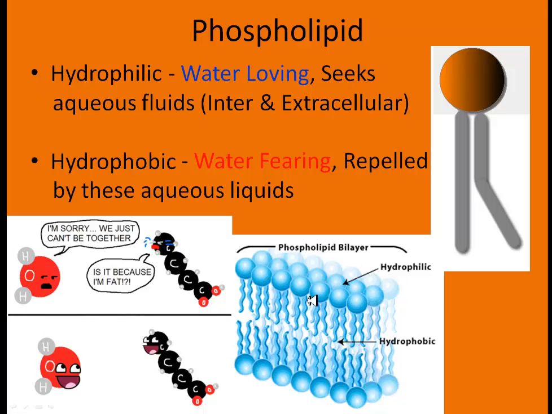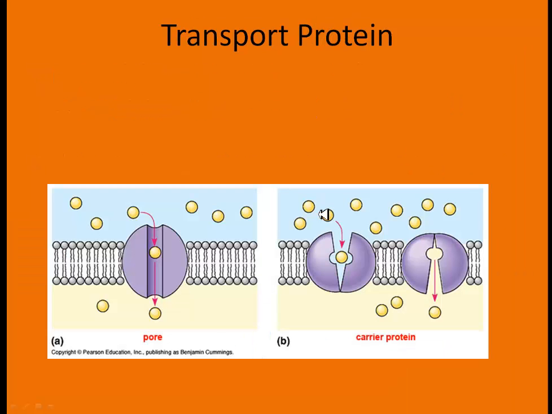It's repelled by water, and that's why these tails tend to stay toward the center, and the loving side on the outside and the hating side, or the afraid side, on the inside. And there's a little cartoon talking about water and fat. Can't be seen together. Why? Because I'm fat. And then they both start laughing.